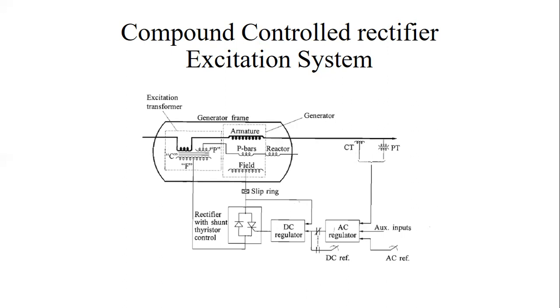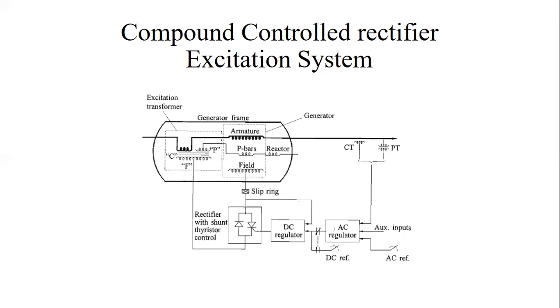The reactor serves two functions in this type of excitation system. Its contribution to the desired compounding characteristics of the excitation system and reduction of fault current for the faults in the excitation system or the generator. The excitation transformers and reactors are contained in an excitation dome that is bolted onto the top of the generator frame, forming an integral part of the frame.